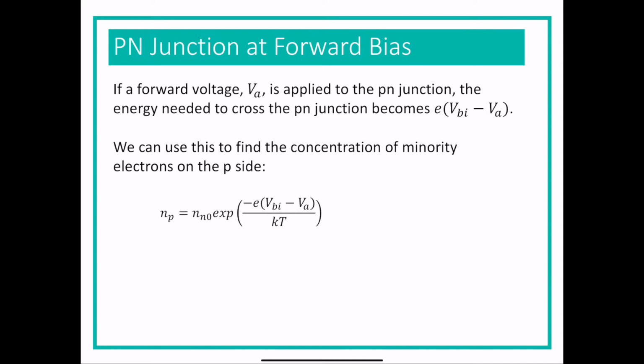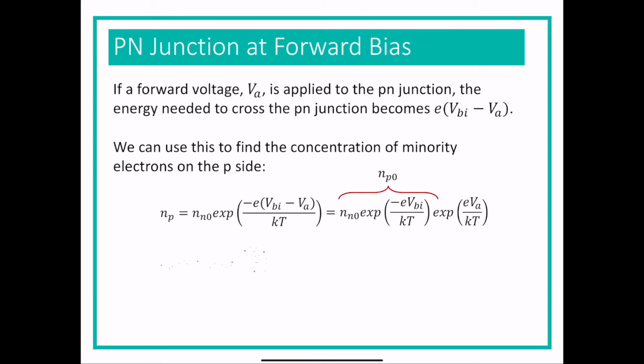And then we can split up that exponential, because anytime you have exponentials and you've got addition, you can split them into two exponential functions that are multiplied by each other. So we can split up that equation and we get NNO, and then we have the exponential function twice with two slightly different things. But the part that is NNO and then the exponential function of minus E VBI over KT is just NPO that we found previously.